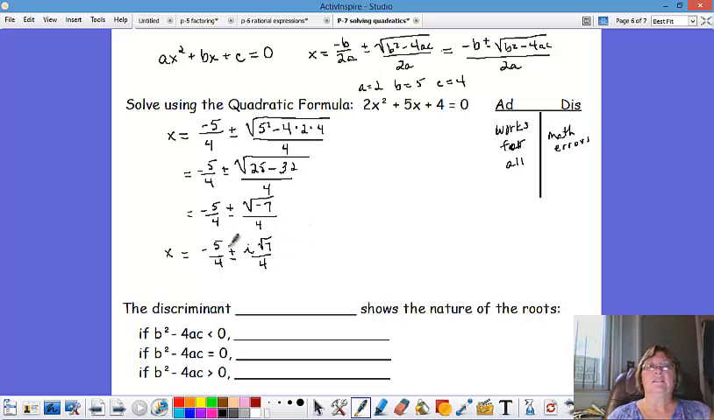The two answers, negative 5/4 plus and negative 5/4 minus. The quadratic formula works for all quadratics, whether their solutions are real, imaginary, or not. The discriminant, which is the part of the formula that's under the radical, that is b squared minus 4ac. If we look at the sign on that, it'll tell us what kind of roots we will have. If the discriminant is less than 0 or negative, that means that we will have two imaginary roots. Remember, they always come in pairs.